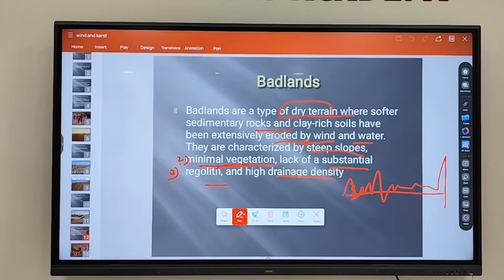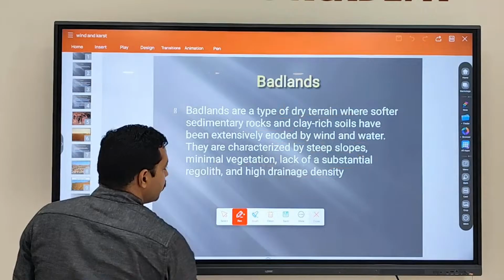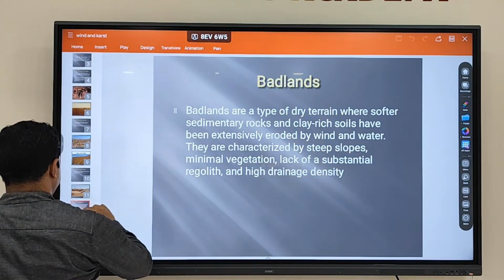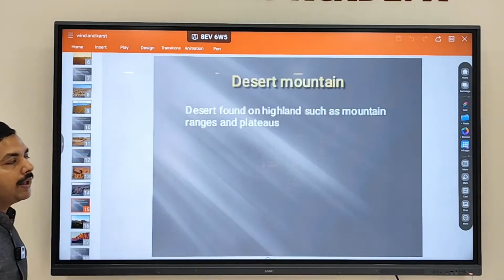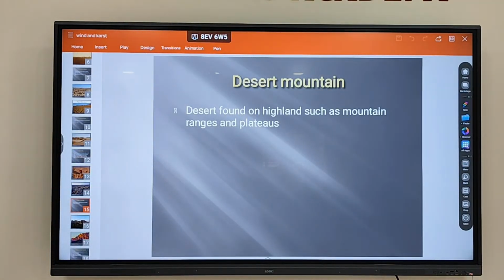So these are referred to as badlands. Fine. Now the last type that you find is what? The last type that you find is desert mountains. The deserts that are found on the mountains are referred to as mountain desert. Like we discussed, the Ladakh region is referred to as a cold desert region. So desert found on the mountains.